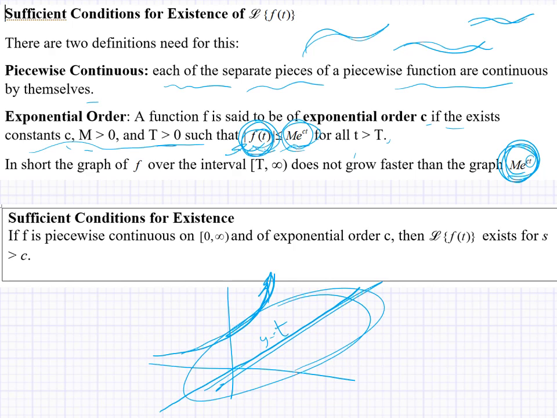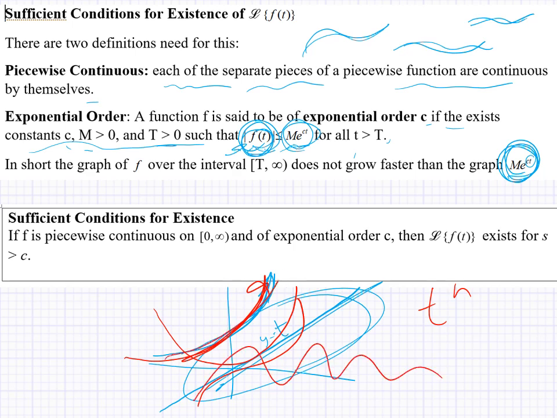Look at all the functions we found the Laplace transform of so far. t to a power, so t squared, t cubed, t to the fifth, they're all power functions. You could always find an exponential function that's going to grow faster than any one of those power functions t to the n. How about sine and cosine? Well, sine and cosine have the wave pattern to them. Of course, an exponential function will grow faster than that, so sine and cosine are good ones to do Laplace transforms of. How about exponential functions themselves?